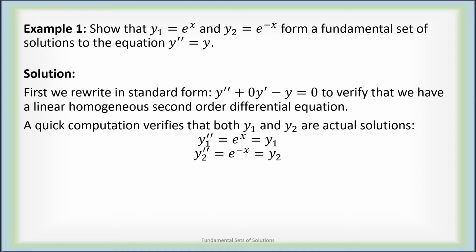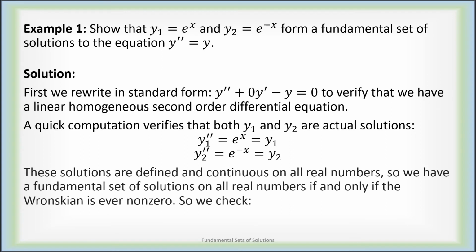Now, y1 prime is the same as y1, and that's not true for y2. y2 prime is negative e to the minus x, but if I take a second derivative, I'm going to get back to y2. So y1 and y2 are, in fact, both solutions. They're defined and continuous at all real numbers, so the interval in question is all real numbers.